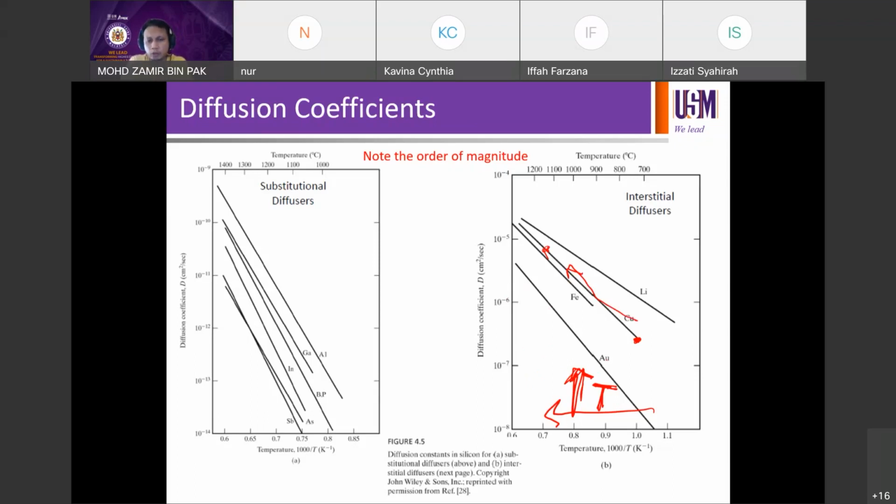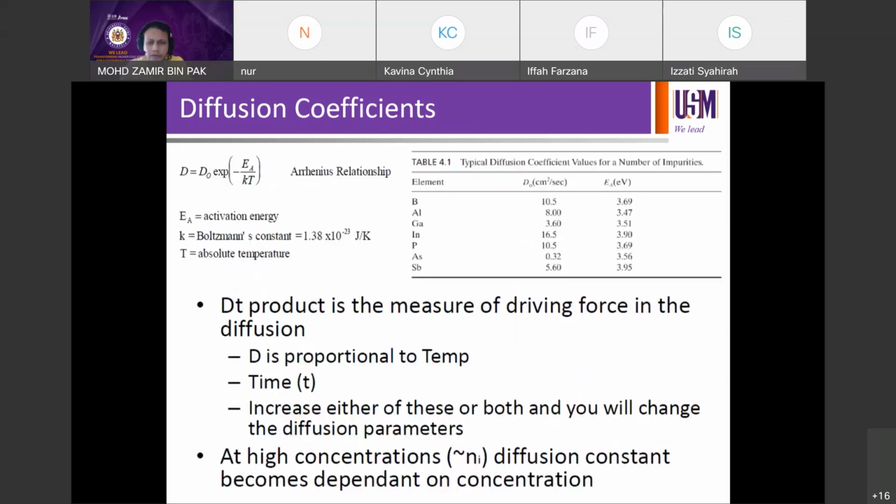So it's like two orders of magnitude increase due to the increase in the temperature. So that will cause the diffusivity of the unwanted diffuser to be faster, and that will, of course, be dangerous for the silicon. Right. So diffusivity equals D naught exponential of EA over kT. This is the Arrhenius relationship. EA is the activation energy, k is the Boltzmann constant, T is the absolute temperature.